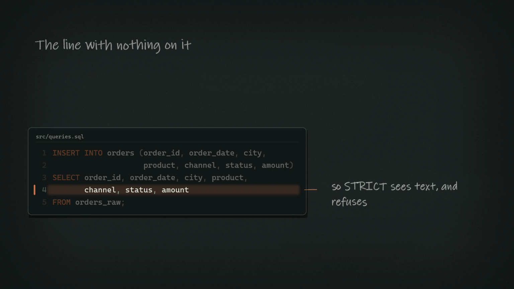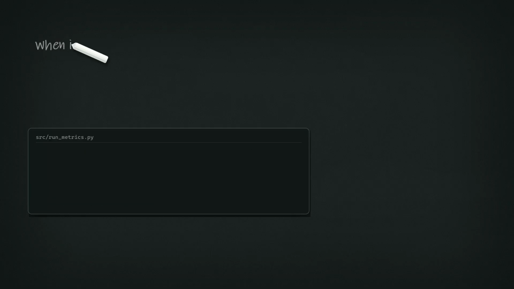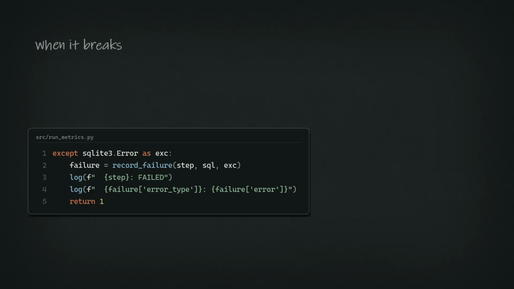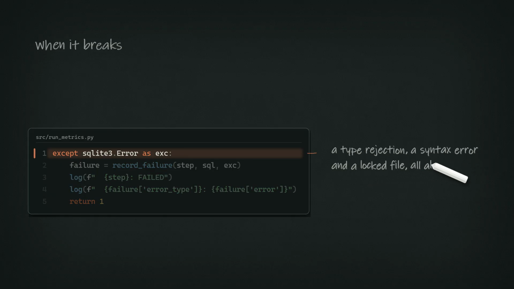Then the 3 metrics run in a loop, and the results go into a dictionary keyed by the query name. And now, the important half of this file, the except block. We catch sqlite3.Error, which is the parent class of every database failure. So this one line catches a type rejection, a syntax mistake, and a locked file all the same way. Anything that is not a database error is a bug in this file, and a bug should crash loudly rather than get filed as a data problem.